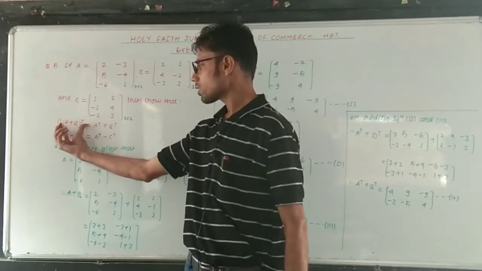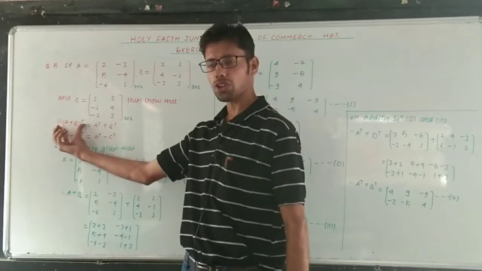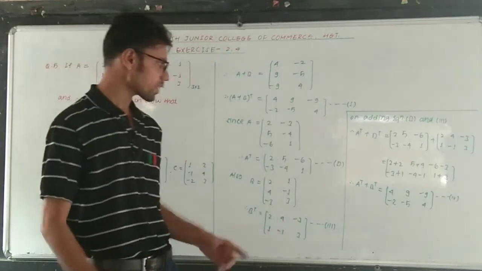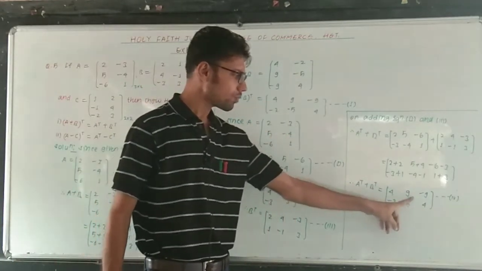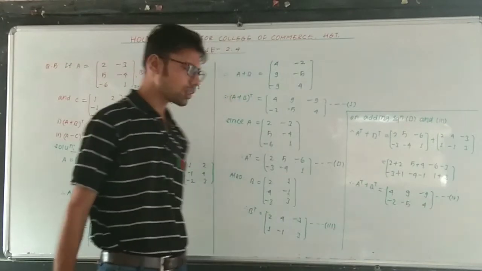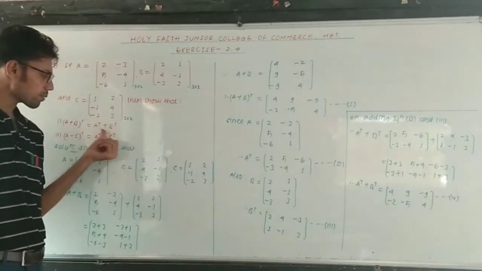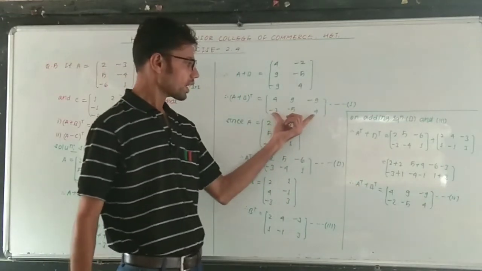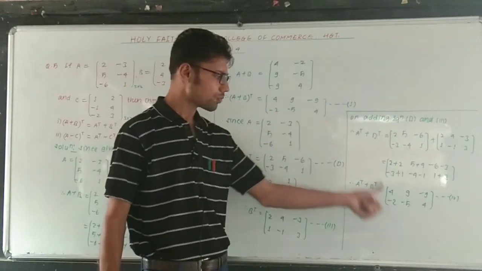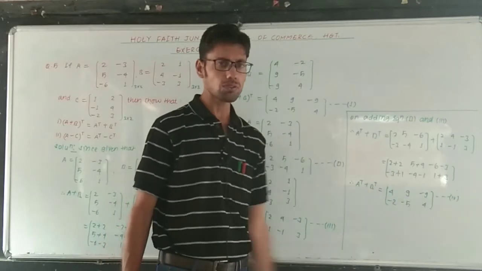We have to match the RHS of transpose of A plus B. What is the RHS of transpose of A plus B? 4, 9, minus 9. And what is the RHS of transpose of A plus transpose of B? 4, 9, minus 9. Second row, minus 2, minus 5, 4.